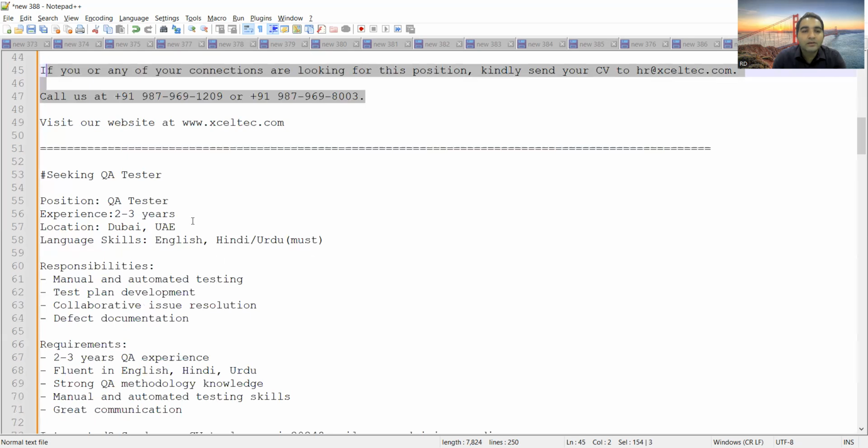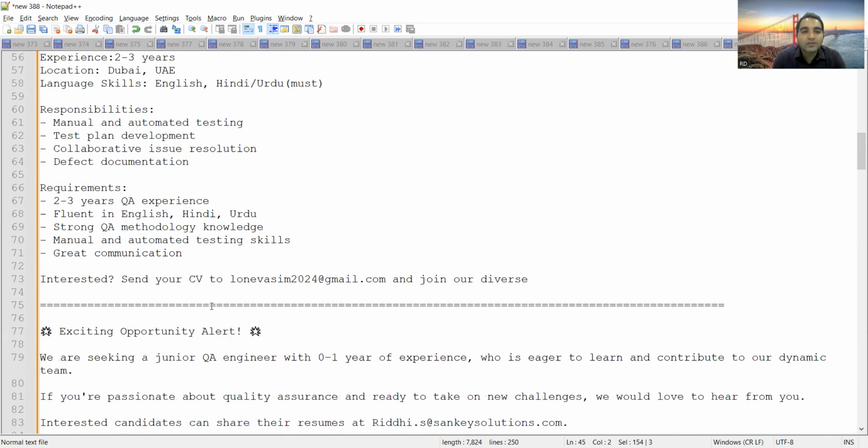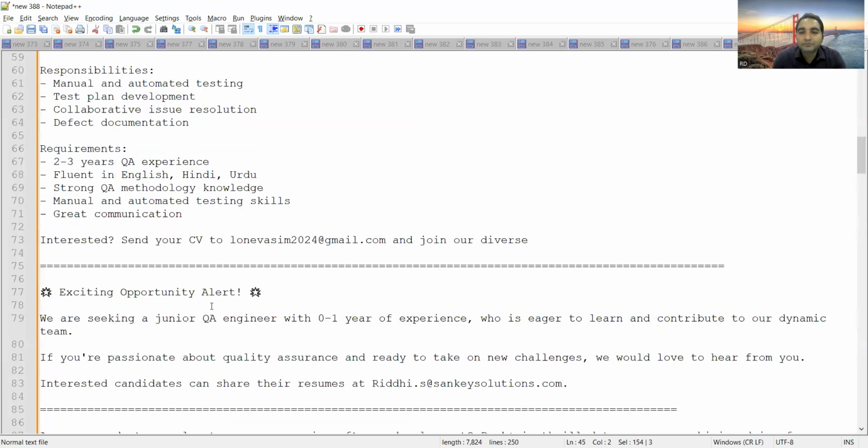Then there is a job opportunity in Dubai, UAE, wherein they are looking for a QA tester. Experience required is 2 to 3 years. Responsibilities are manual and automation testing and test plan development. Then someone who is strong in QA methodology and has knowledge in manual and automation.